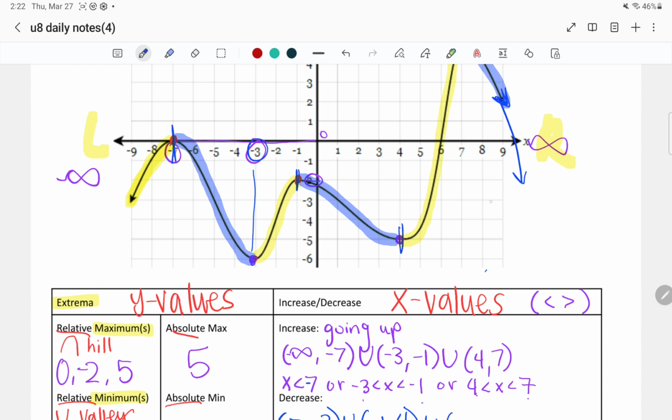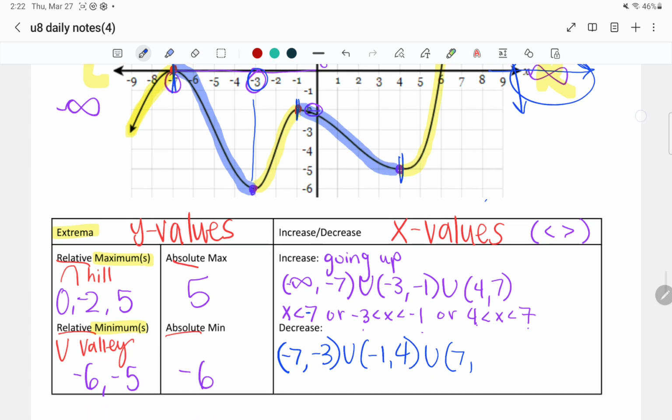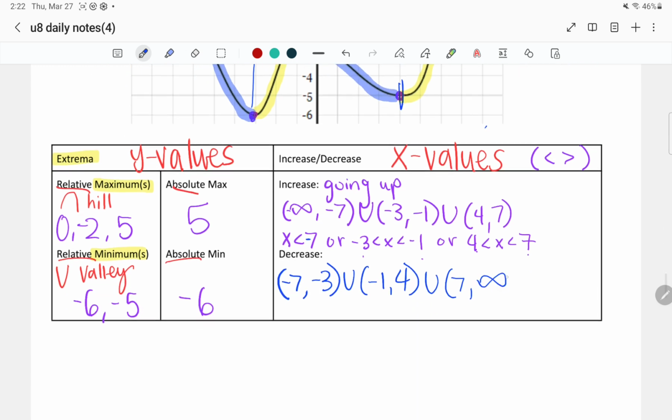Even though it's going down, it's decreasing. That's what we're highlighting, right? It is going to the right because I'm talking about the domain. I'm talking about x values. I care about how it's going to the right, which is positive infinity.